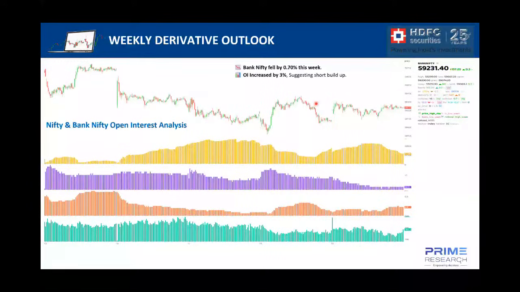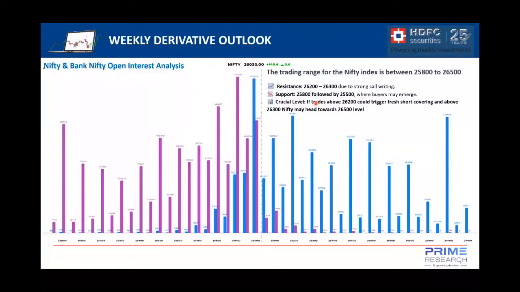This is basically PCR, where you can see the resistance levels and support levels for the Nifty. This is the 26,000 strike, where we can see over 17.27 lakh open interest build up, followed by 26,200, which is the next resistance level for the Nifty in future, and followed by the 26,500 level. So we have to watch these two levels on the upper side, 26,200.